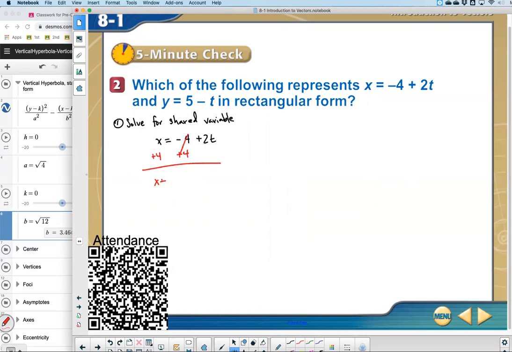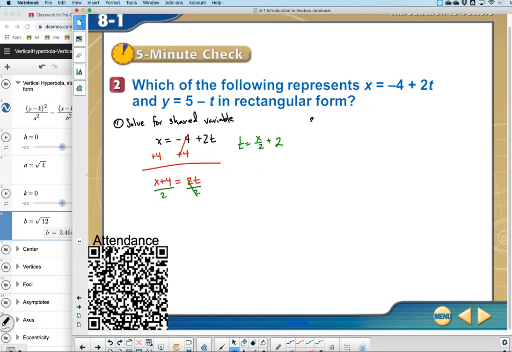So I have x plus 4 equals 2t. And now finally, to isolate that t, the t is being multiplied by 2. What's the opposite of multiplication? Division. We could divide by 2. Now I want to simplify this fraction. Division works just like multiplication in the sense that you can distribute it. And so I'm going to say that t is going to equal x over 2 plus 4 over 2, which is just simply 2. So that's step 1. I solve for the shared variable.